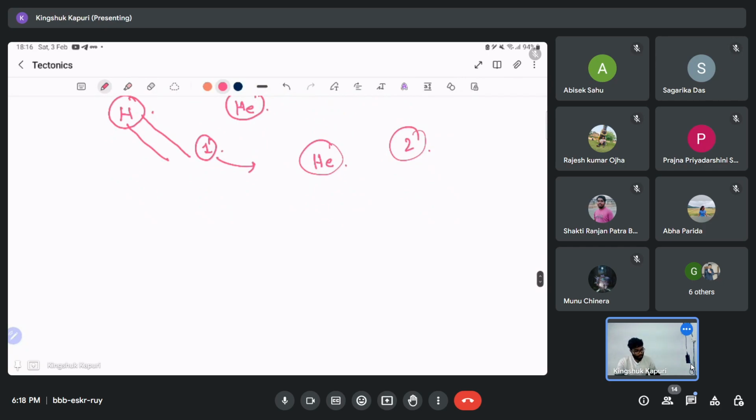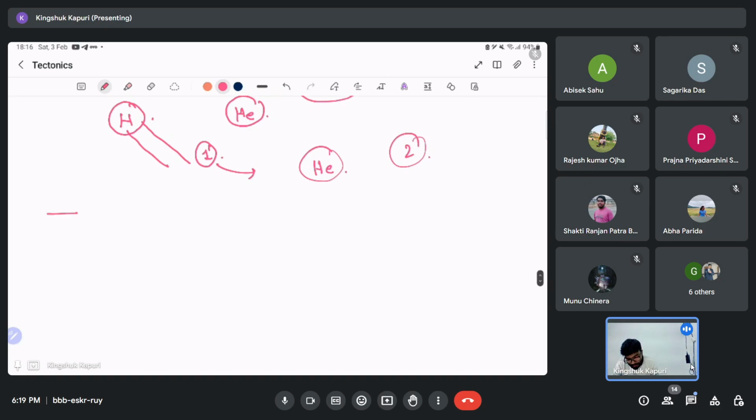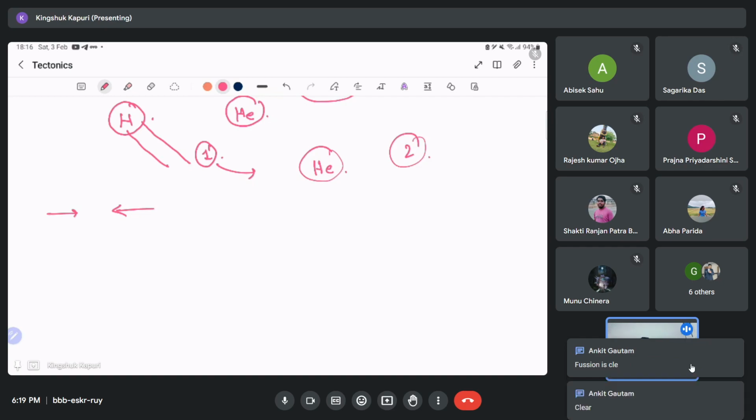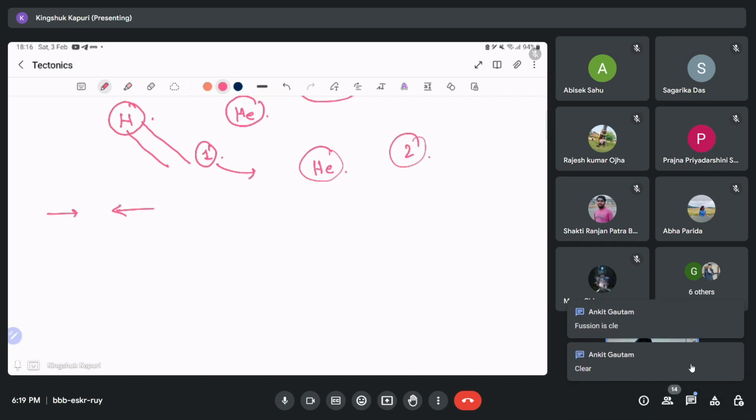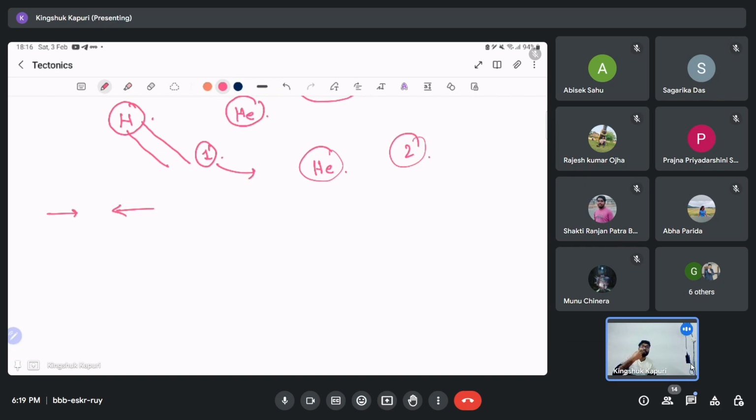Now, coming back to the point, from these fusion processes, newer and newer elements tend to be created, and fission is just the opposite of fusion. When an element breaks down and forms some smaller elements, or from the breakdown of a very big element, that process is known as fission.